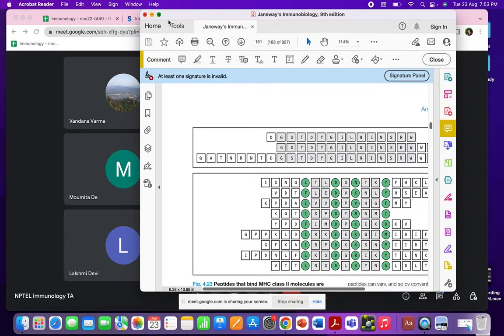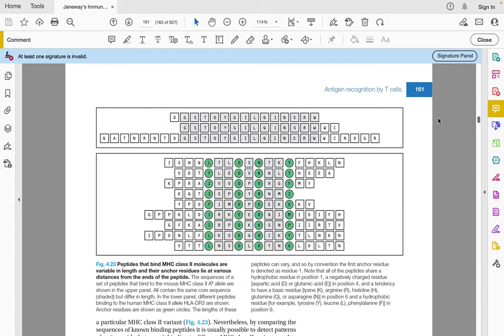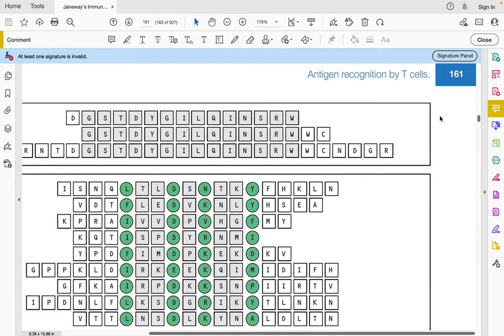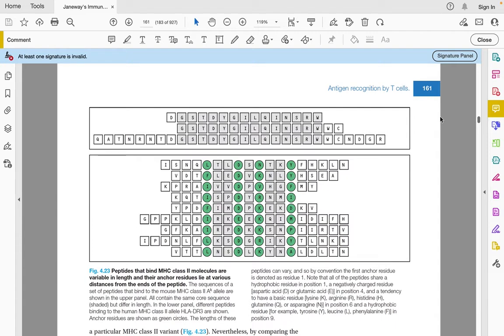You can see this screen, right? Yes, ma'am. This diagram is there, and here it is stating that peptides which bind to MHC class 2 molecules are variable in length and their anchor residues lie at various distances from the ends of the peptide. So these sequences you see here, these residues that are shown in green are the residues which bind to the peptide.